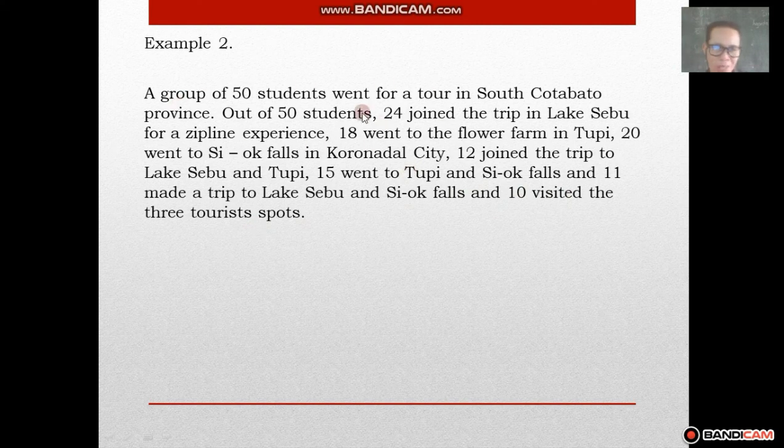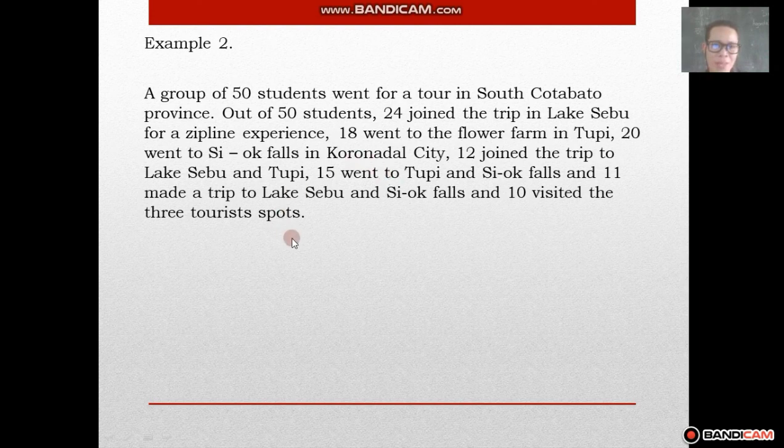Now, if you are going to analyze the given, guys, there are 3 places mentioned: Coronadal, then Lake Cebu, and Tupi. So then there are students who visited both places, or 2 places, and there are also students who visited all 3 places. So it is very clear that the 3 sets here are joint.